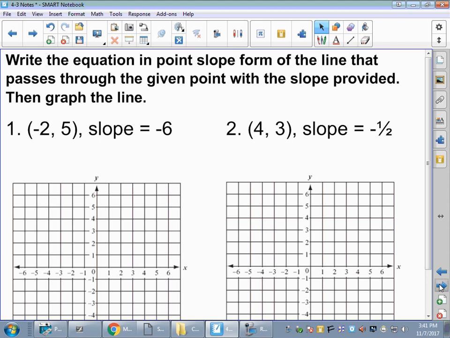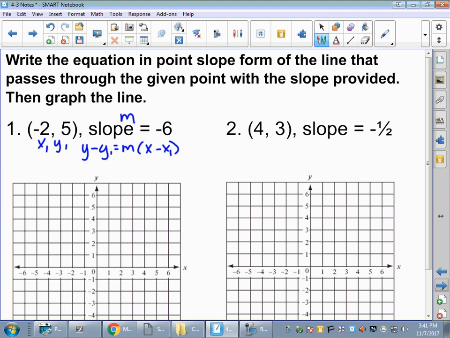So we're going to write the equation in point-slope form of the line that passes through the given point. They're giving us a point, so this would be our x1 and our y1, and then they're giving us the slope is -6. So the equation here: y minus y1 equals m times x minus x1. This is the x1 and the y1, they come second in the equation.